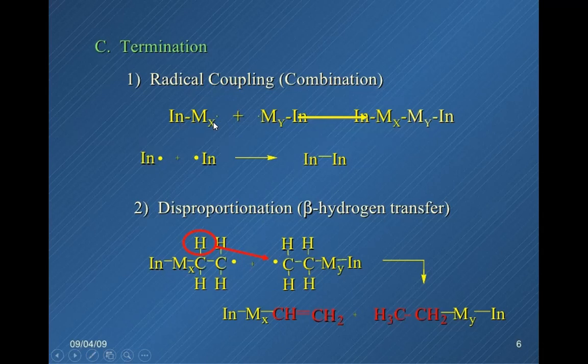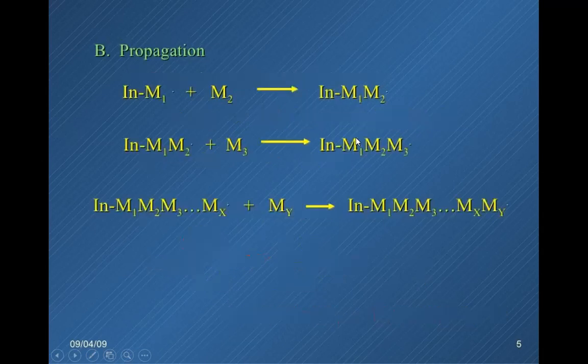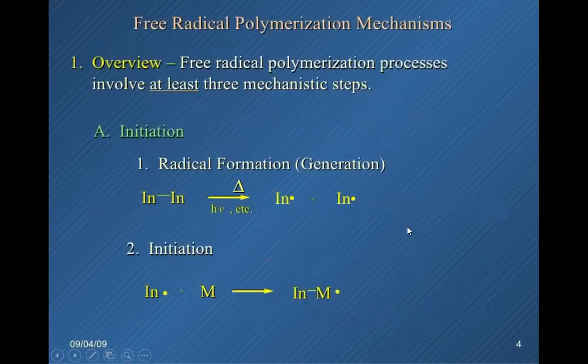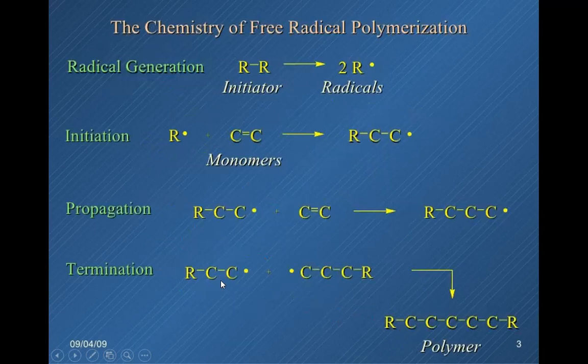See here, this initiator Mx dot plus initiator My dot. This is one free radical and this is another free radical. They get united to form a bond like this, as I discussed in the last one. One free radical and another free radical form a polymer by the process called radical coupling.